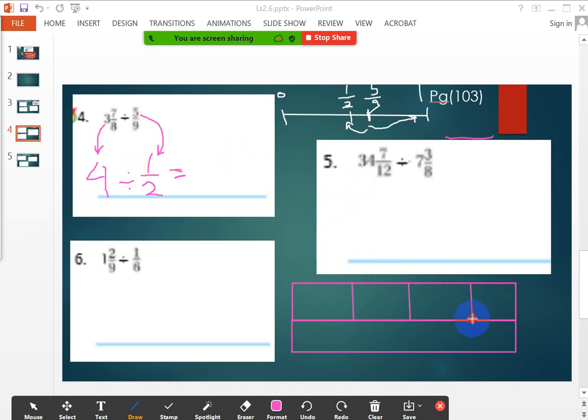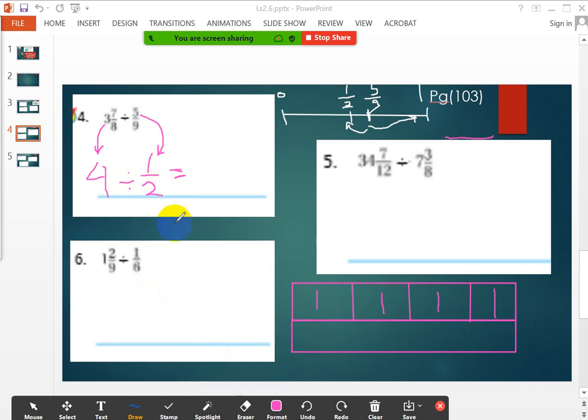This is the fraction strip. Now, in the first fraction strip, I have to put the dividend, which is here 4. The dividend is 4. That means 1, 1, 1, 1. Okay, focus on the screen to understand. 1, 1, 1, 1.